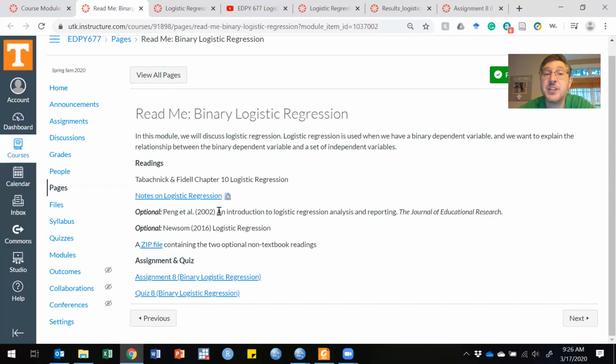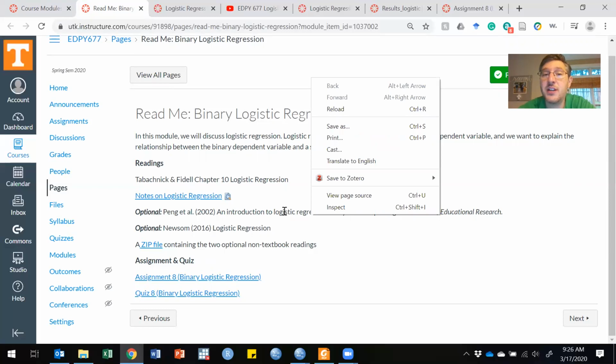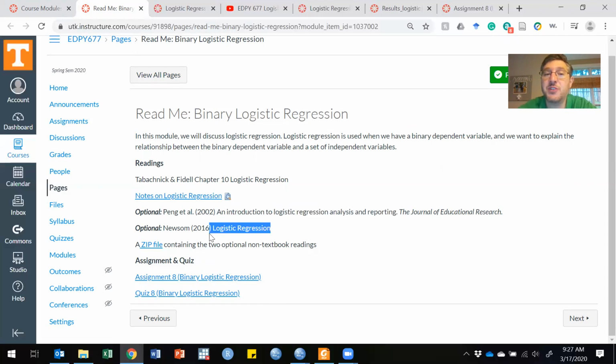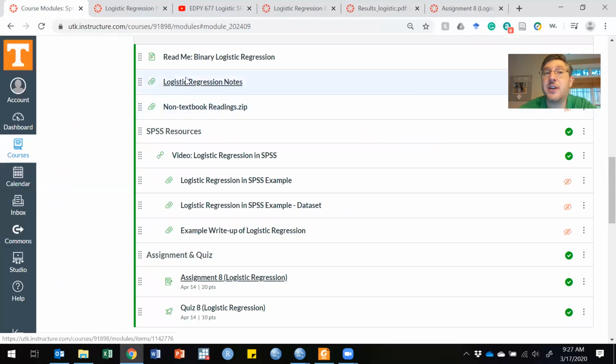This is a great introductory article on logistic regression that I think you might find helpful. It talks a lot about interpreting logistic regression coefficients and then how you actually report the results from a logistic regression analysis. And here was just another good overview of logistic regression that I found online. You can download both of these articles in this zip file right here. You can also download my notes on logistic regression right here, and then the non-textbook readings, those two articles I talked about here.